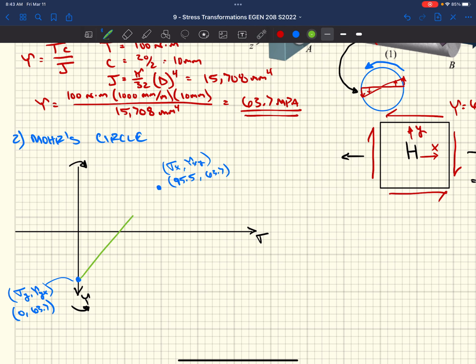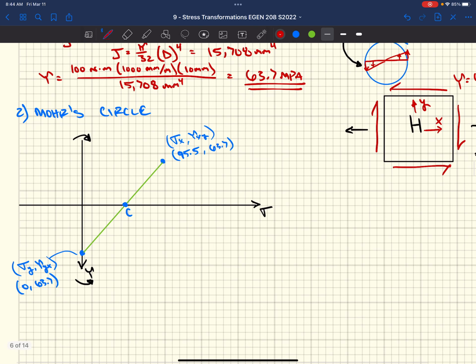I like to connect these with a line. That line gives us this center point, right? Where we cross the x-axis. That's going to be the center of our circle. If we draw a beautiful circle like that, damn, that's good. Huh? Dare you to copy that.